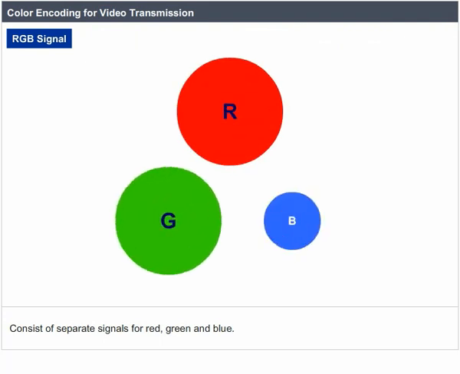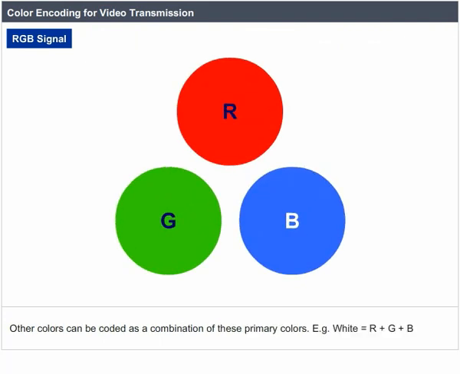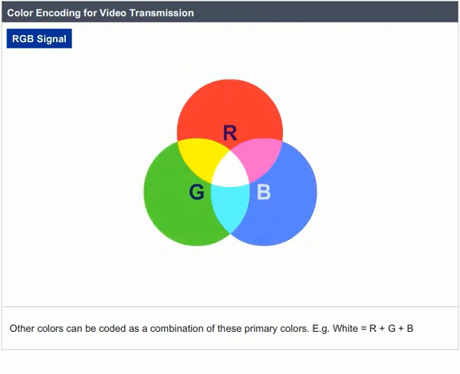Color encoding for video transmission. RGB signal consists of separate signals for red, green, and blue. Other colors can be coded as a combination of these primary colors. For example, white equals R plus G plus B.